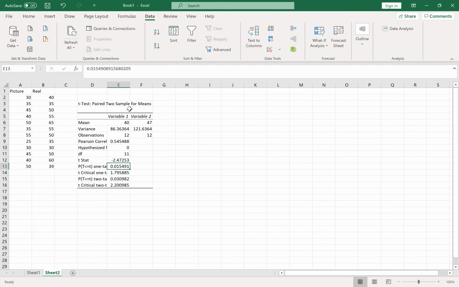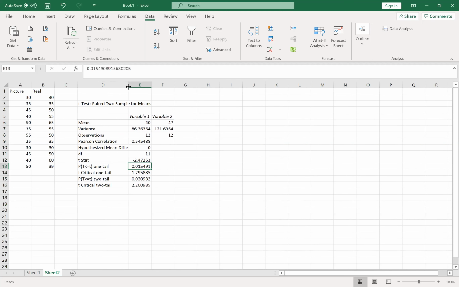And so this is a way of taking your data and doing a two-sample paired t-test automatically without going through all of those steps. So now you can interpret the p-value using this data output from Excel. Let me know if you have questions.